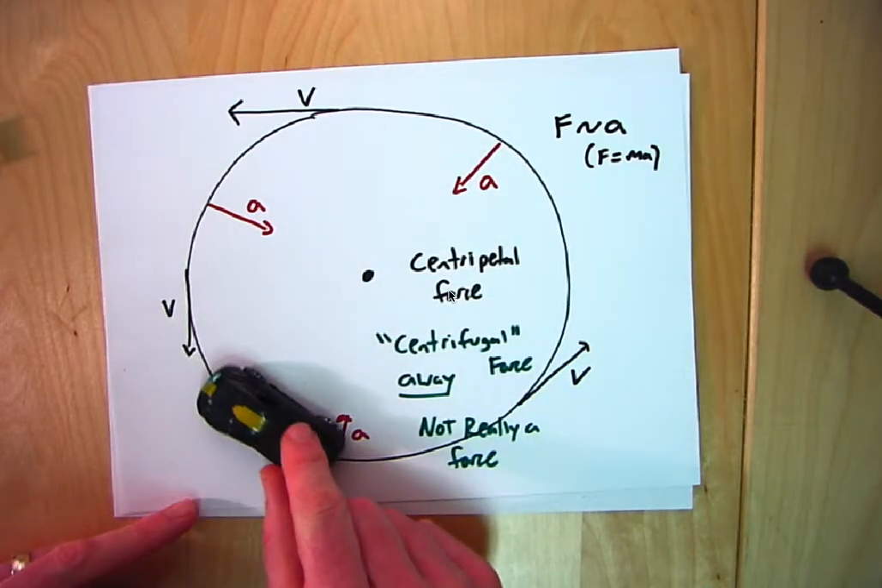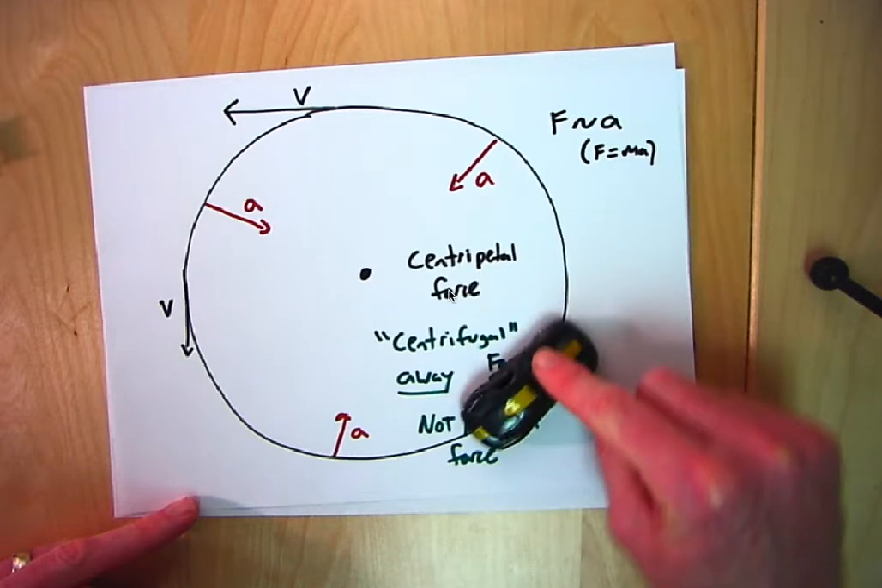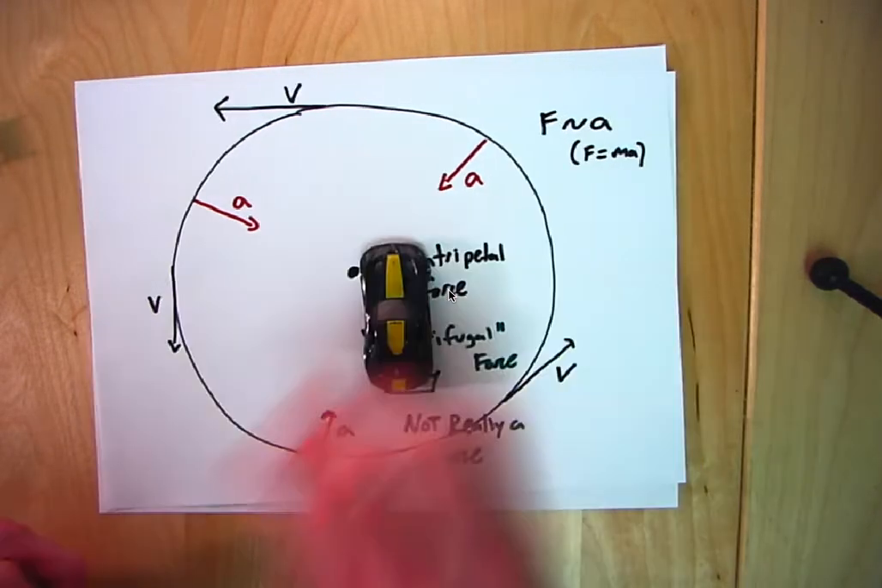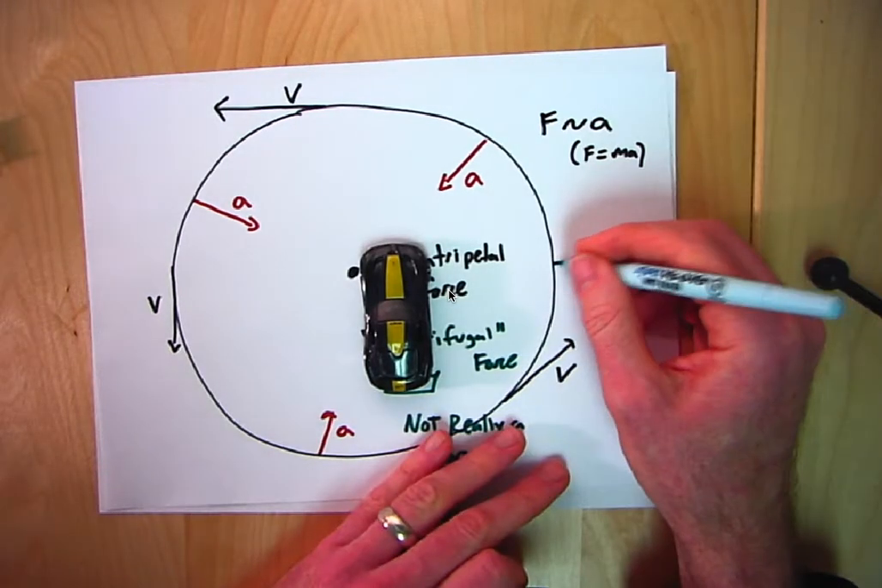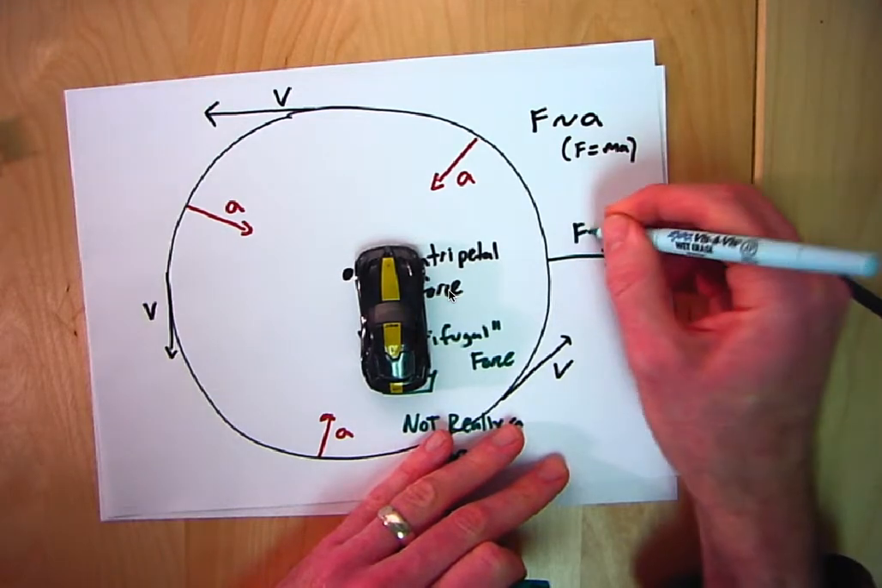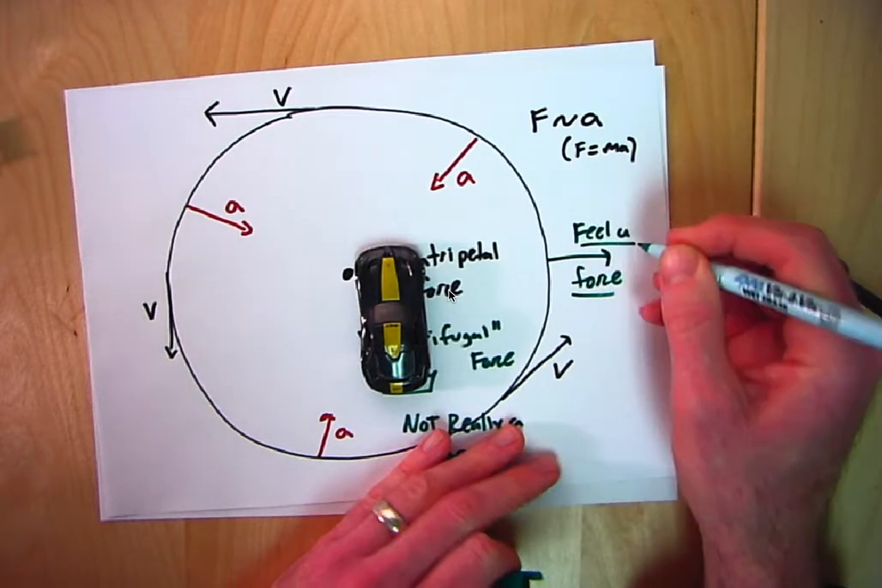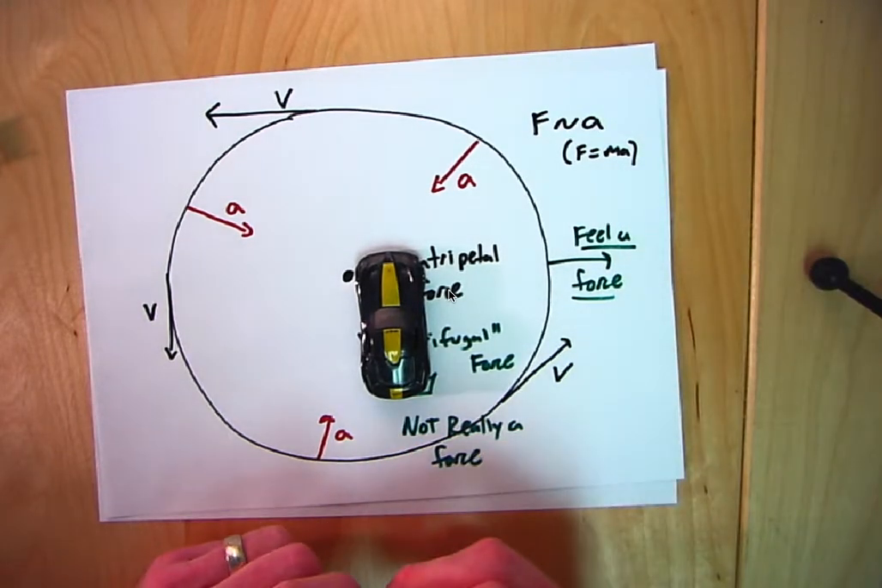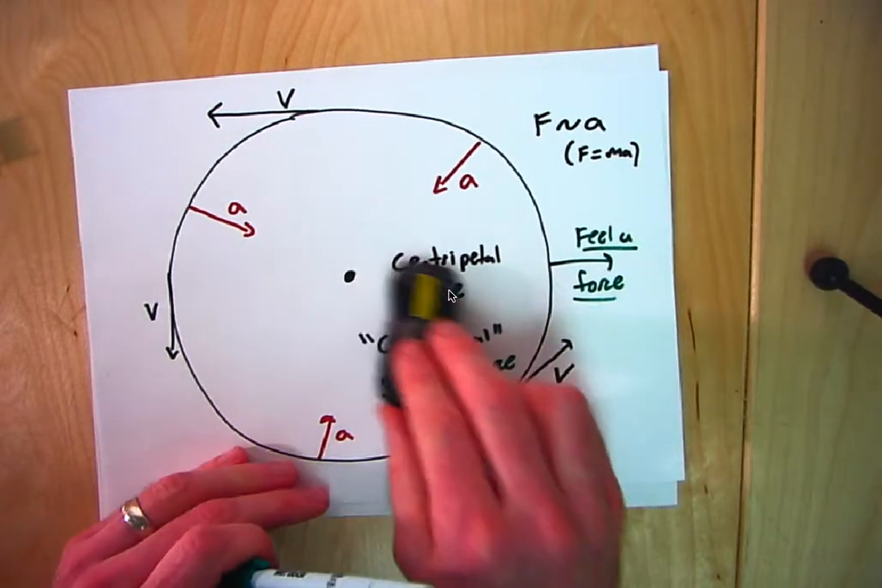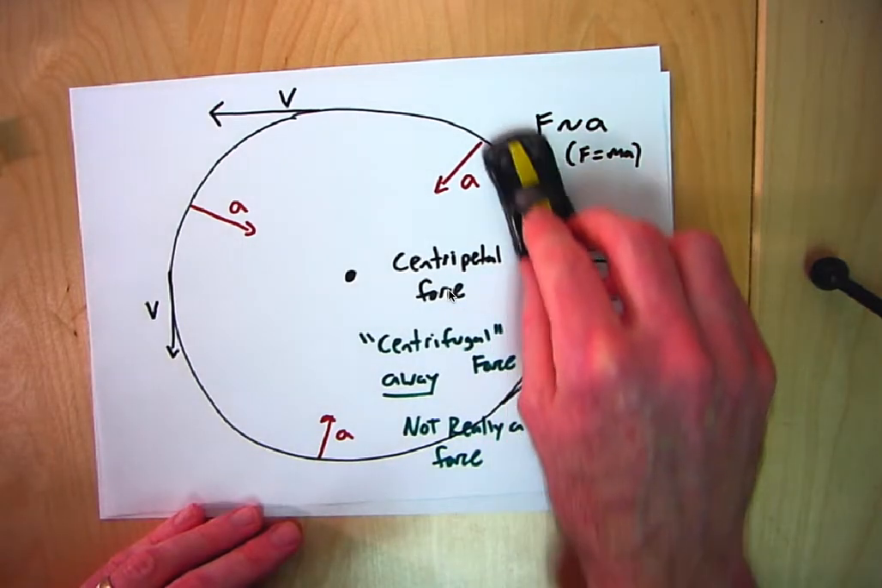You've all been in a car before going around a really sharp corner. It feels like you're getting flung towards the outside. So you feel this force going in this way. It's actually not really a force. What you're really feeling is your own inertia that's keeping you going in a straight line.